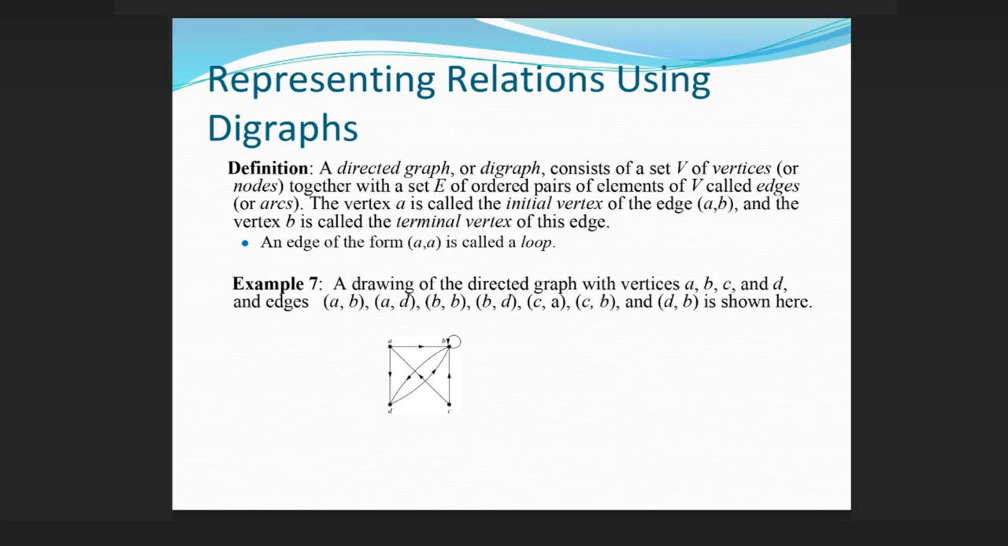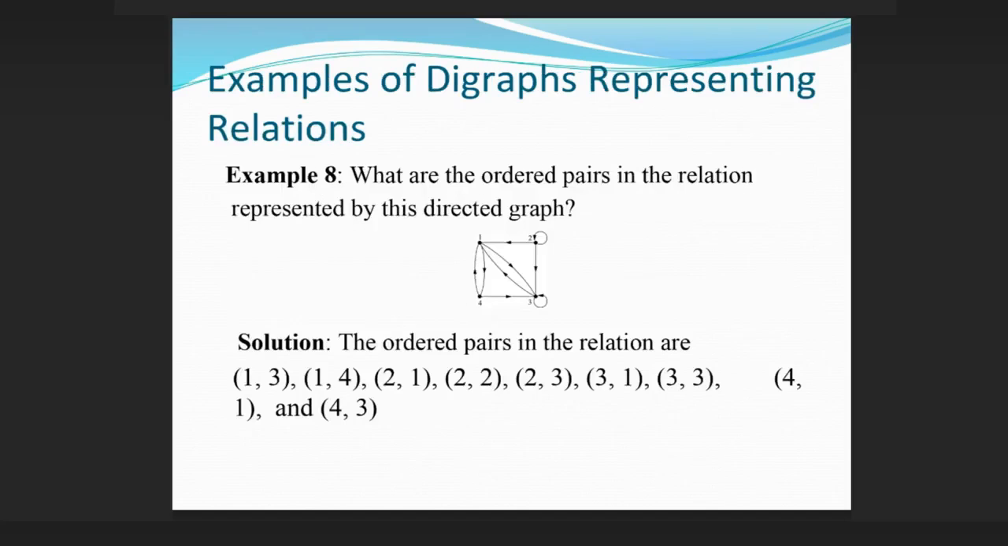Example 7. A drawing of the directed graph with vertices A, B, C, and D, and edges (A, B), (D, B), (D, C), (A, C), (B, D) is shown here. Examples of digraphs representing relations. Example 8. What are the ordered pairs in the relation represented by this directed graph? Solution: the ordered pairs in the relation are (1, 3), (1, 4), (2, 1), (2, 2), (2, 3), (3, 1), (3, 3), (4, 1), and (4, 3).